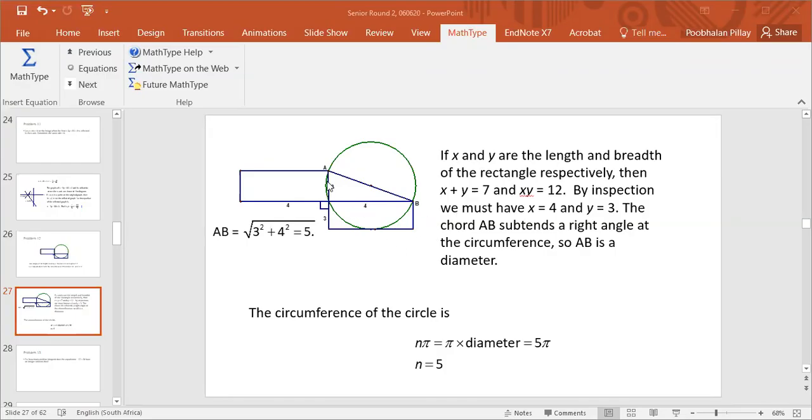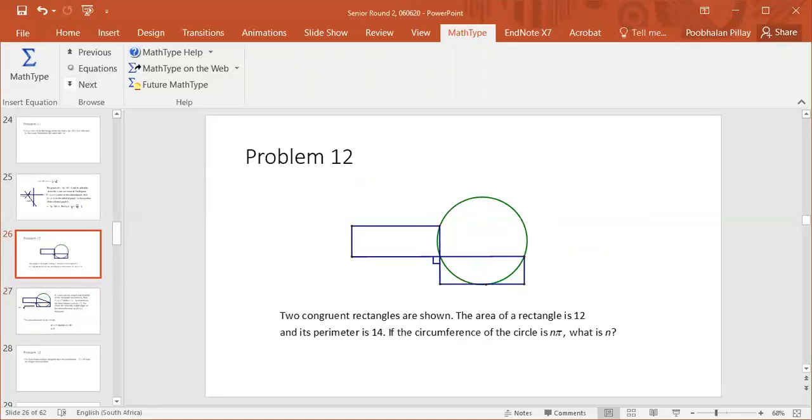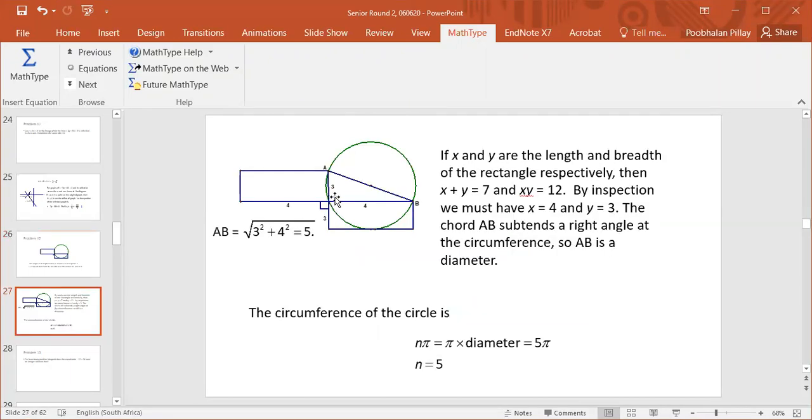Well, when you look at this, you see you've got 3 here and you've got 4 here. So this actually is a right angle. Oh yeah, there's a 90 degrees here, which I didn't see. Okay, so there's a 90 degrees here.